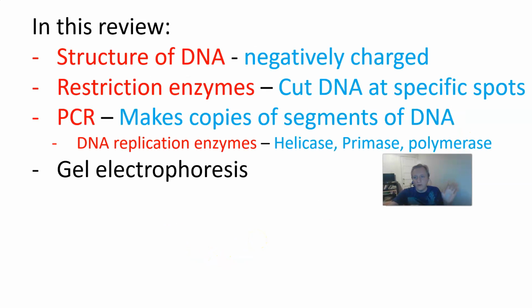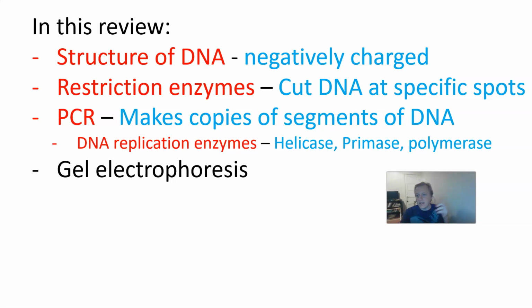So, quick overview of everything that we've talked about. DNA, negatively charged. Why is it negatively charged? It has those phosphate groups. Restriction enzymes, they cut DNA at specific locations. Okay, and we know what those locations are, and there's different restriction enzymes that cut at different places. PCR, it makes many copies of a particular segment of DNA that we care about.